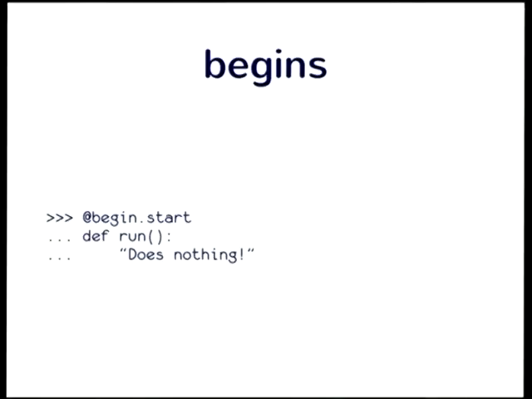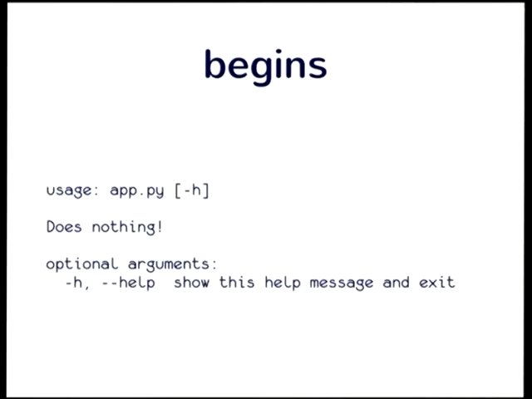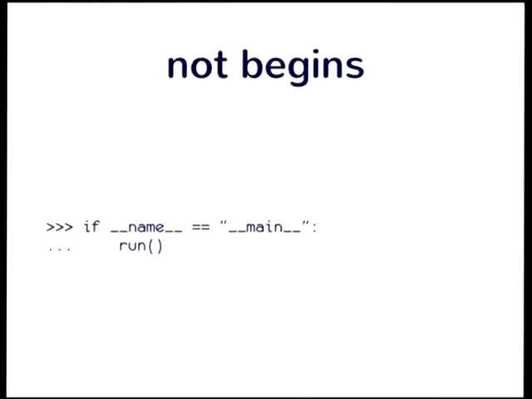So this is a minimal begins program. We decorate a function. It doesn't do anything. And this is the command line help output. Does nothing. What you don't need to do is this. Begins will take care of this for you. It will inspect the stack when run and will determine whether you're running from the main module or from an entry point and will execute your function for you.